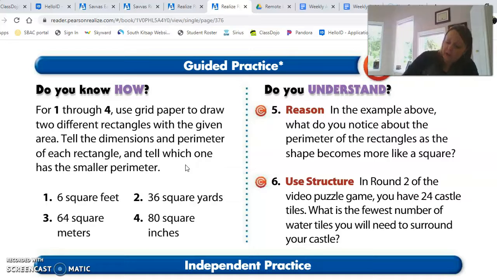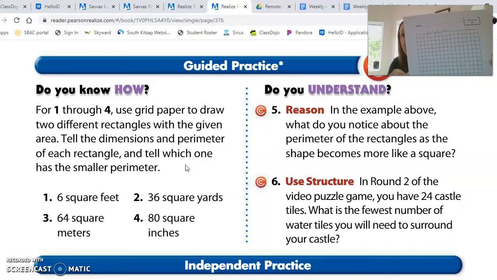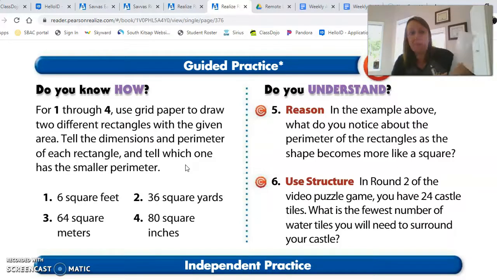Now, before I forget, I'm going to write that area equals length times width on the top of my grid paper so I don't forget, okay? Tell the dimensions and perimeter of each rectangle and tell which one has a smaller perimeter. Please remember, I know Bunny here remembers, the perimeter is where you add up all the sides. However, the area is the length times the width to figure out the amount inside, okay?